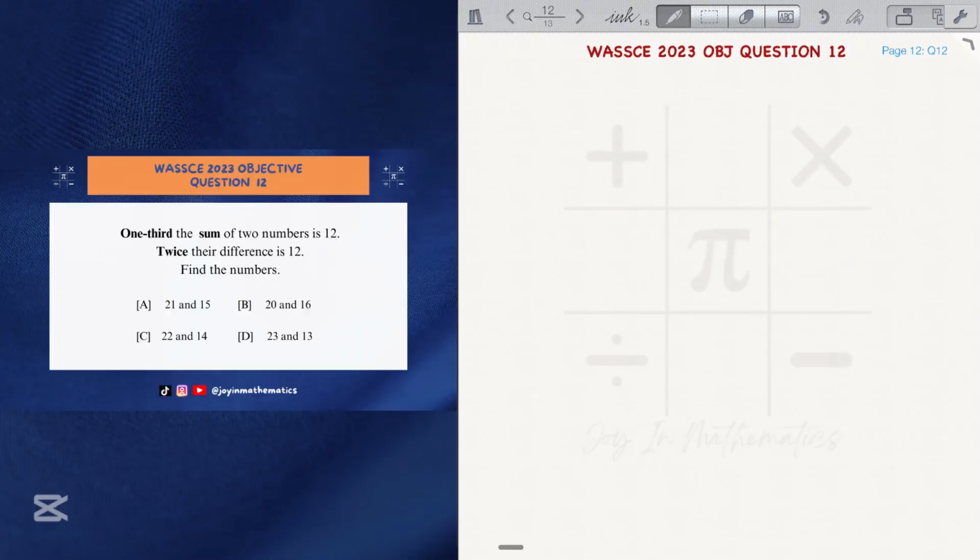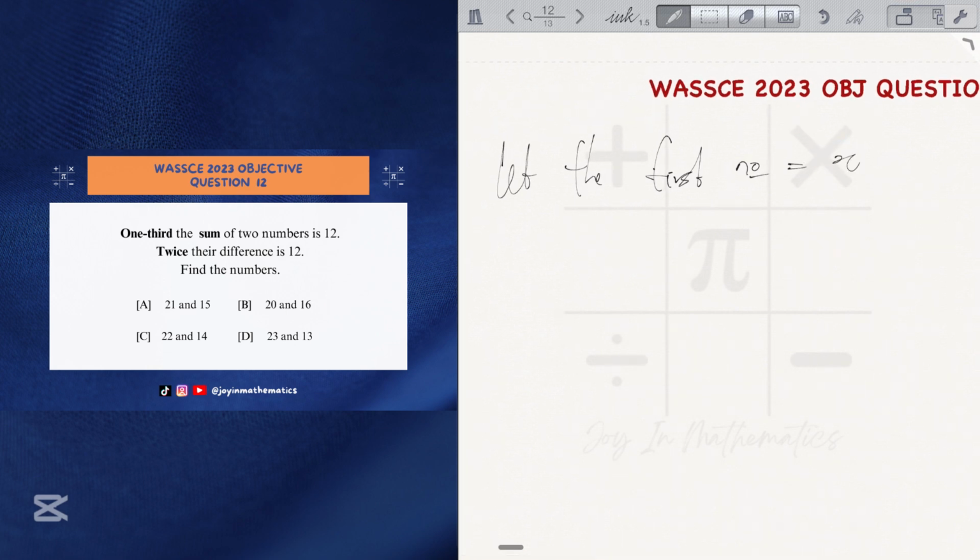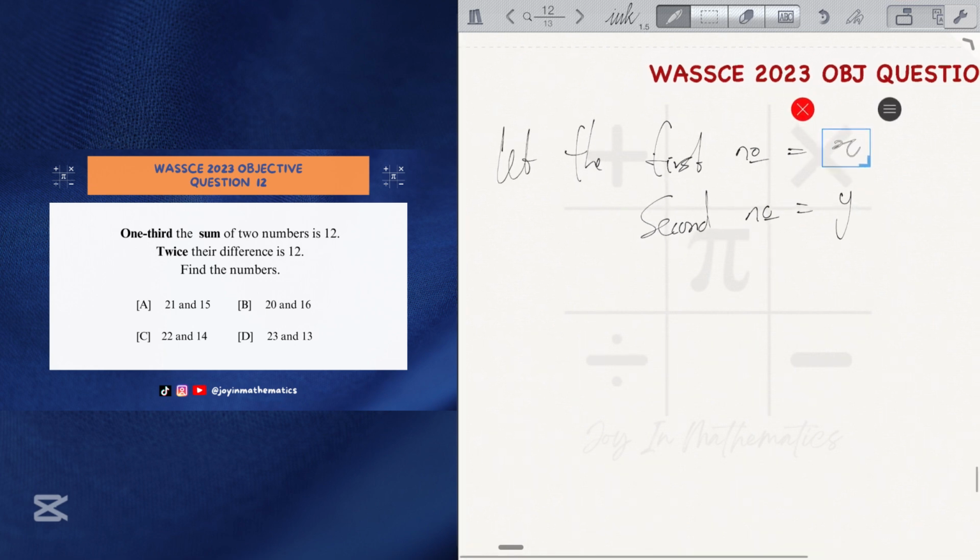Now let's proceed on to WAEC 2023 objective question 12. We're given that 1/3 the sum of two numbers is 12, twice their difference is 12. To find the numbers, let the first number be equal to x, and let the second number be equal to y.